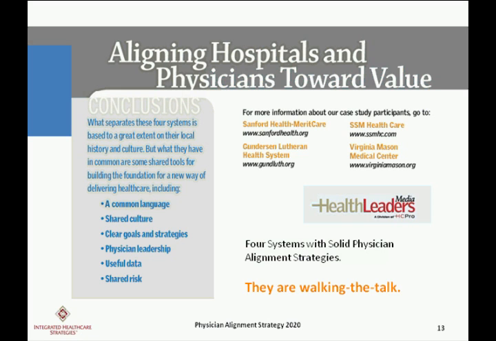Some of the elements and conclusions on the left side of this screen suggest some of the elements you'll want to take into consideration as you build your physician alignment strategy. A common language that both employed and related or affiliated but independent physicians can use as you look at the future. How you can collaborate on a shared culture even when you're not employed by the health system. How you articulate together clear goals and strategies. How you will define and invest in physician leadership, information, sharing risk. All of these are essential.